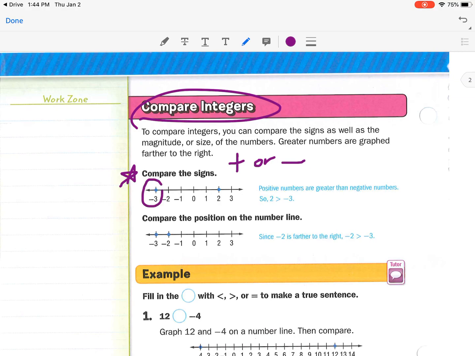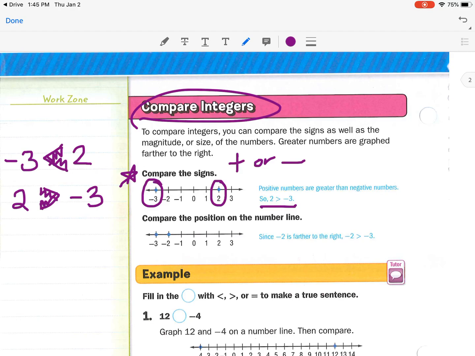So when I look at these, I see that that is negative 3. And then I see that this plot right there is 2. Okay, now what do I know? I know that negative 3 is less than 2. Now they switched it and wrote 2 is greater than negative 3. It is the exact same thing. The alligator is still eating the bigger number. So even if I switch this and say 2 is greater than negative 3, my alligator, just like they taught you in like 4th grade, always eats the bigger number. So let's take a look at that.